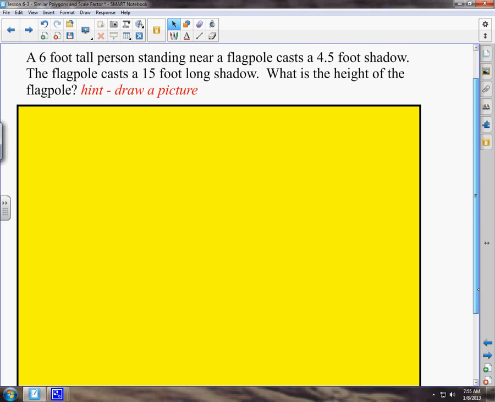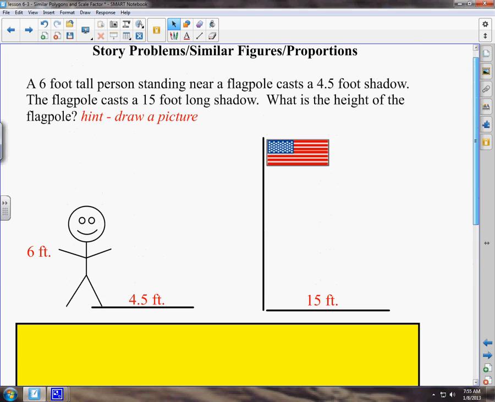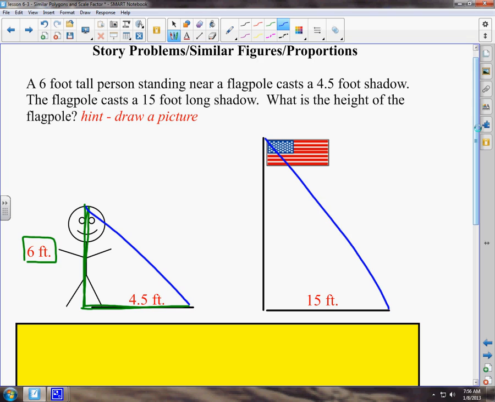So what you're going to do is, I drew a little picture. So a 6-foot tall person, so here's my person, 6 feet tall. So that's 6 feet. Casts a 4.5-foot shadow. So this is the shadow, 4.5 feet. The flagpole, here's the flagpole, casts a 15-foot shadow. And if you can see this, these are triangles. And they are similar figures because they're both standing in the same spots outside with the same direction of the sun. So what you're going to do is set up a proportion.